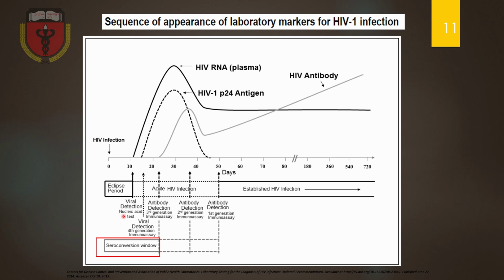So here I wrote down 3rd generation, 2nd generation, 1st generation. What does it all mean? These are all immunoassays. 4th generation immunoassay, 3rd generation immunoassay. The higher the generation, the test platform generation. These are all antibody serology detection assays, immunoassays, serology assays.